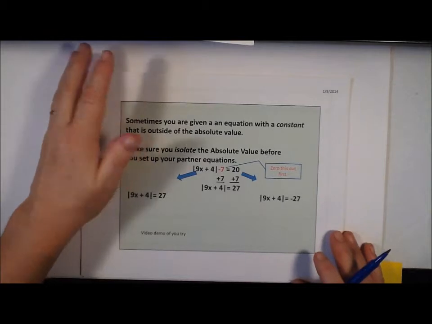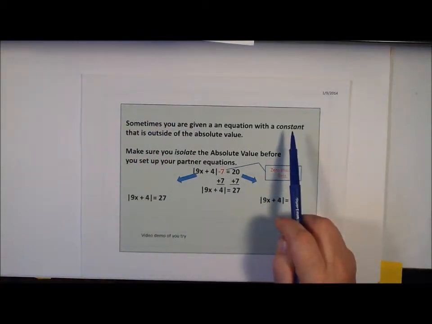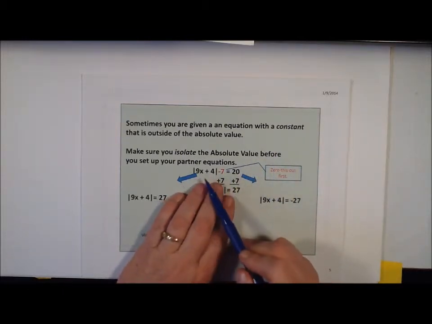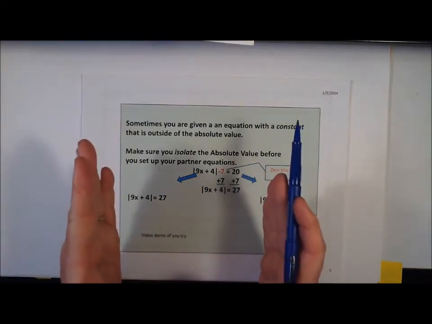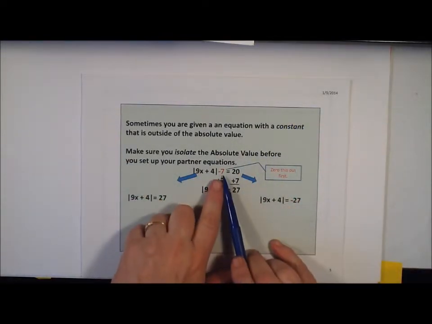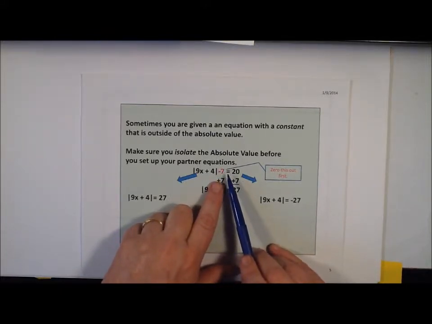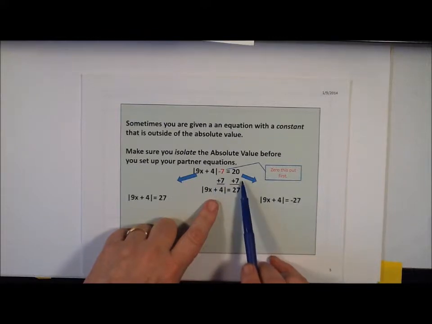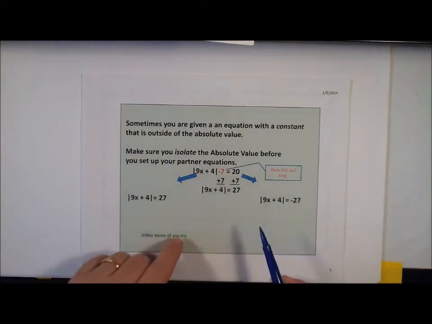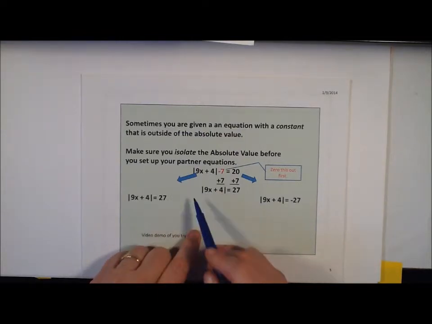Sometimes you will see an equation that has a constant that's outside of the absolute value. If you look at this equation here, we have the absolute value of 9x plus 4 inside the absolute value, and then outside of it, we have this minus 7. We can't have this here because it doesn't work very well. So before you do anything, you have to zero out this constant. Here I have a negative 7, so I'll add the opposite, add 7 to both sides. I'm still balancing the equation. And I end up with the absolute value of 9x plus 4 equals 27.